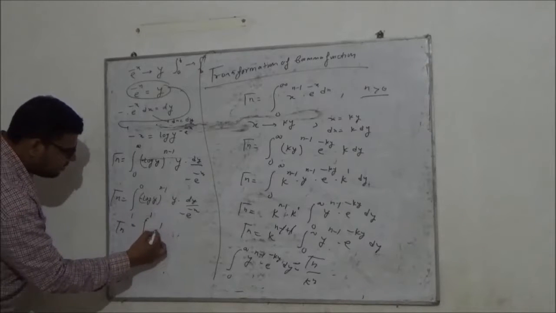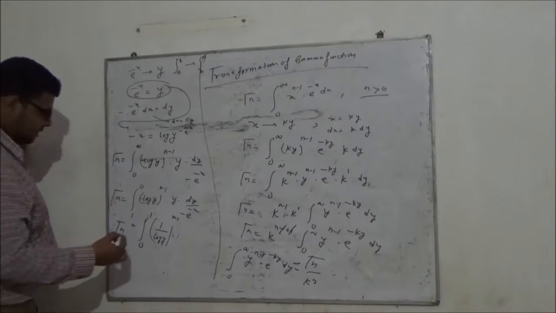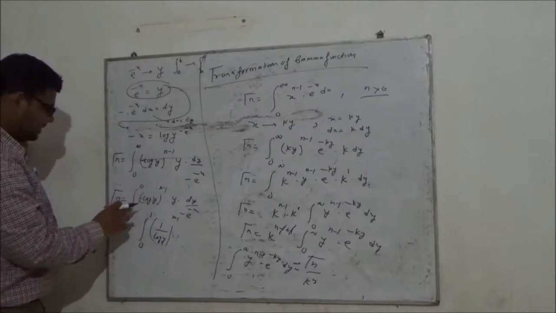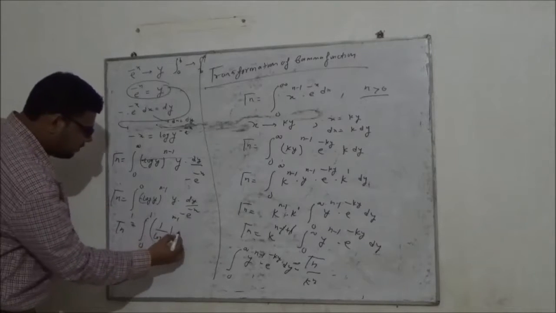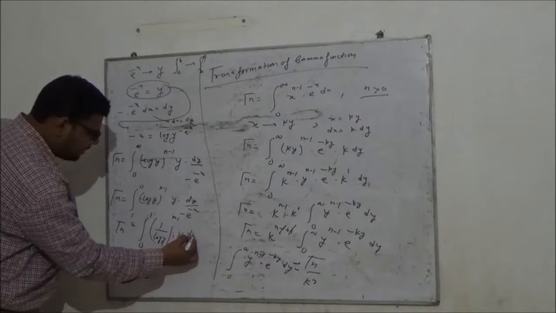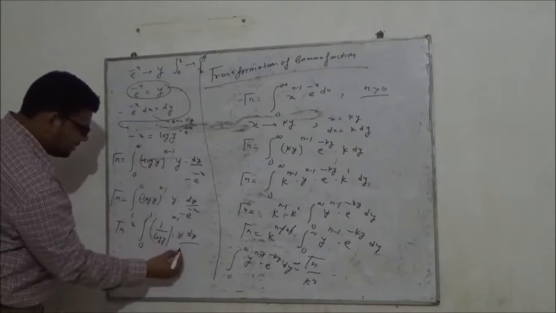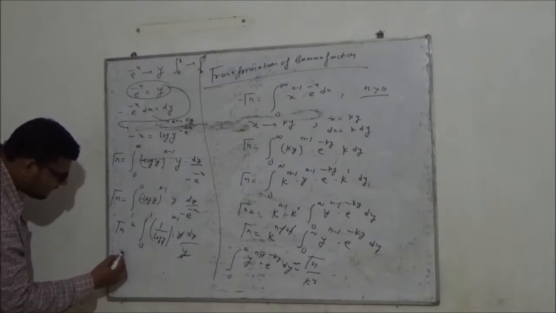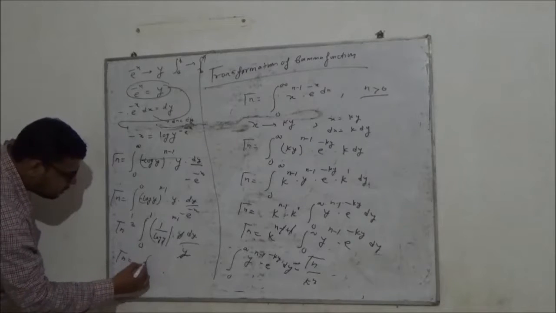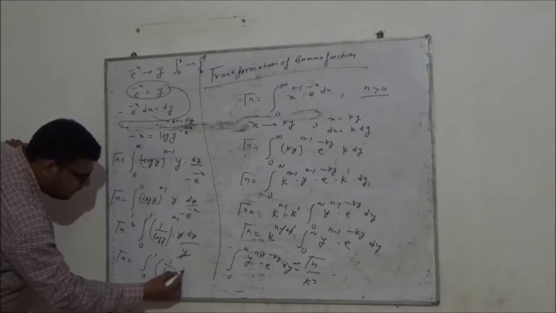Minus log y will become log y power n minus 1. And the minus sign will become cancelled because I am changing the limit from 1 to 0 into 0 to 1. So it will become y dy. And what is e power minus x? E power minus x is y. So it will become y. So y and y will be cancelled. So I will get gamma n is equal to integration from 0 to 1 of log y dy.